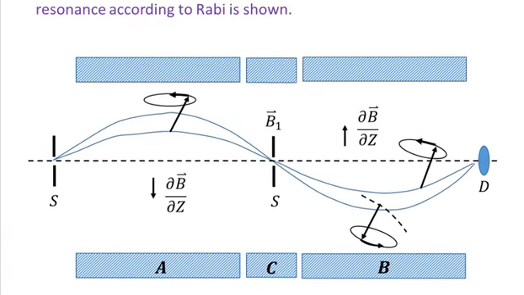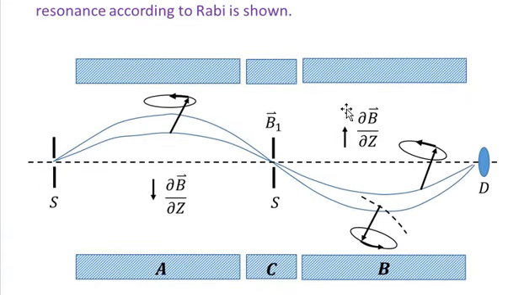So let me first of all discuss the experimental setup briefly. This is the slit through which the atomic beam or the molecular beam will pass. Here I am talking about the atomic beam. If the magnets A, B, C are not present, the beam will travel through the dotted path, will pass through another slit and will reach the detector D.